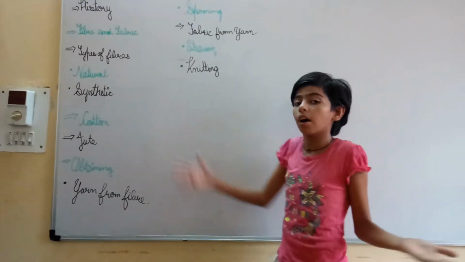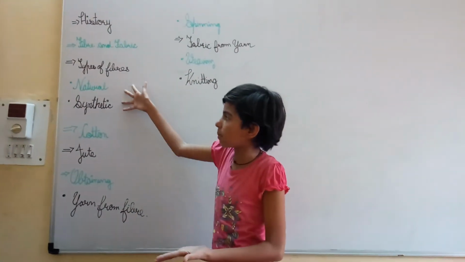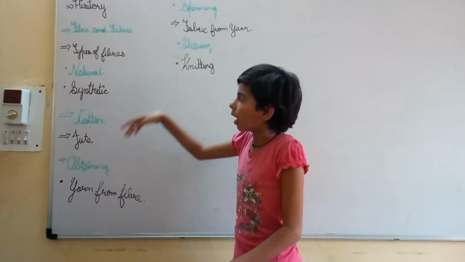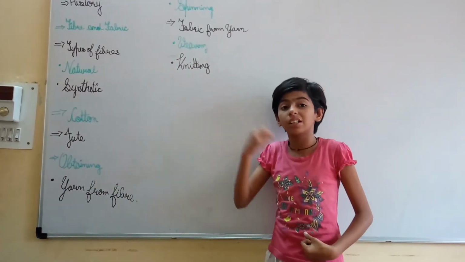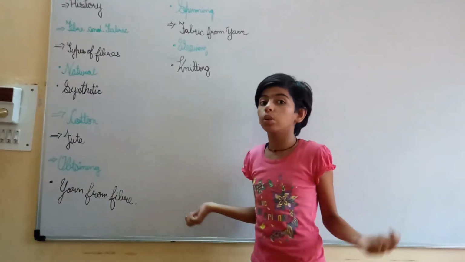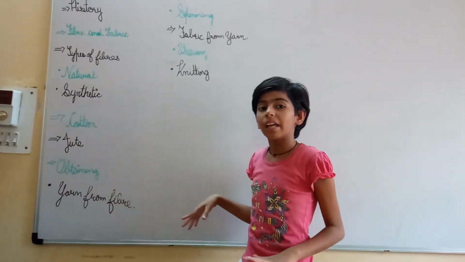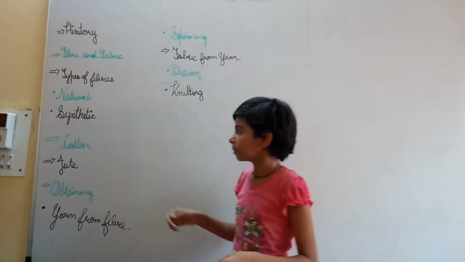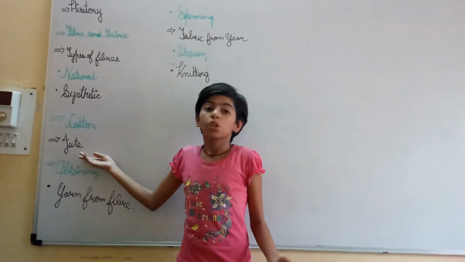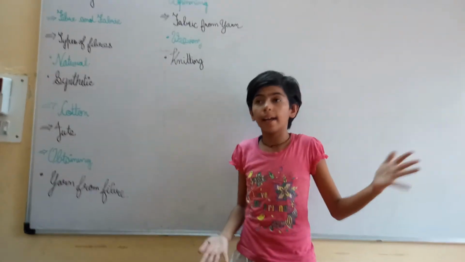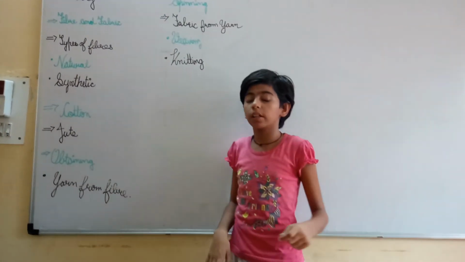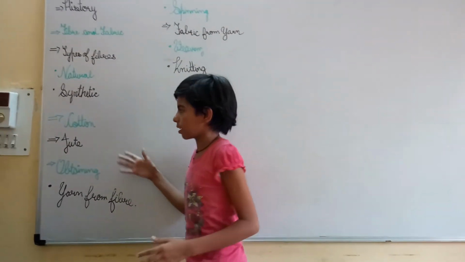We have discussed some examples, and then we have learned about cotton. We have learned how the cotton is plucked out and then bursts, and then how we make the clothes. Now jute: we have also learned where jute grows and how it is rotted, etc.